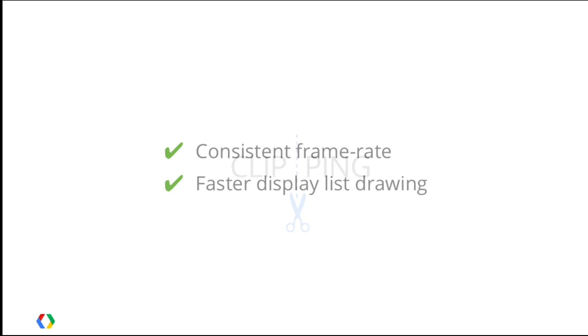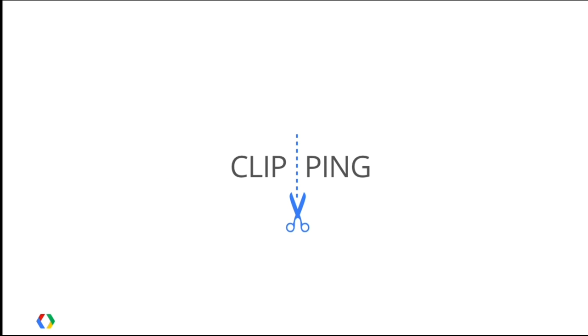Consistent frame rate, faster display drawing. Clipping. Clipping is very important. The UI toolkit does a lot of clipping for you. It's one of the biggest optimizations that we have, and one of the biggest optimizations that you have at your disposal when you're writing custom code.